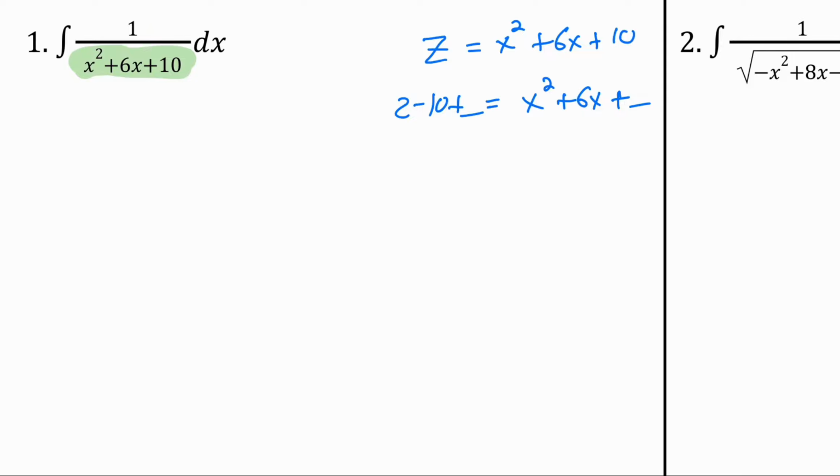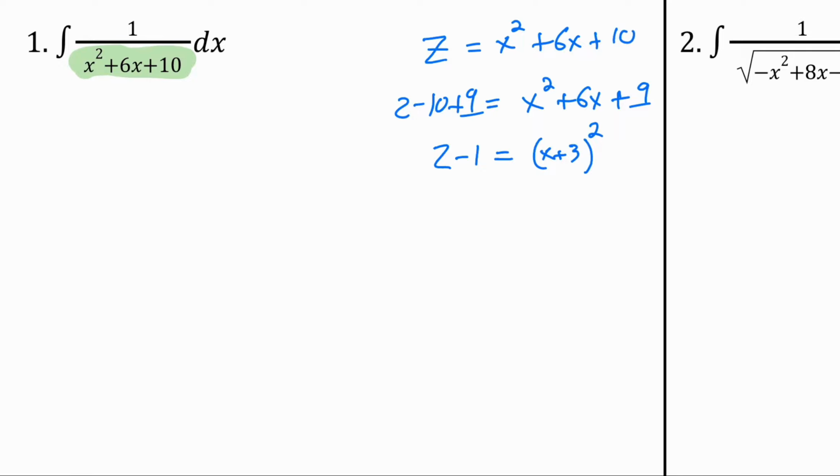The way we find that value is we take half of the b term, the middle term next to the x, half of 6, and square that number. Half of 6 is 3, and 3 squared is 9, so we're adding 9 to both sides. On the left-hand side, we combine like terms: negative 10 and 9 gets me z minus 1. On the right-hand side, you should be able to factor this into x plus 3 times x plus 3, which we can rewrite as x plus 3 squared.